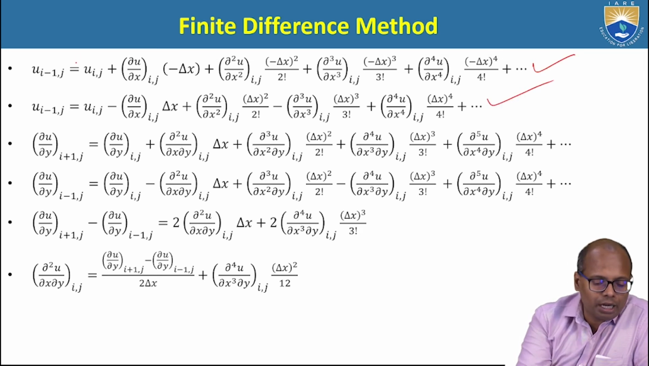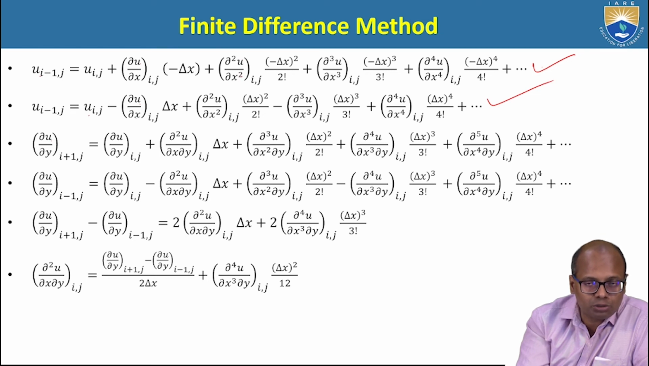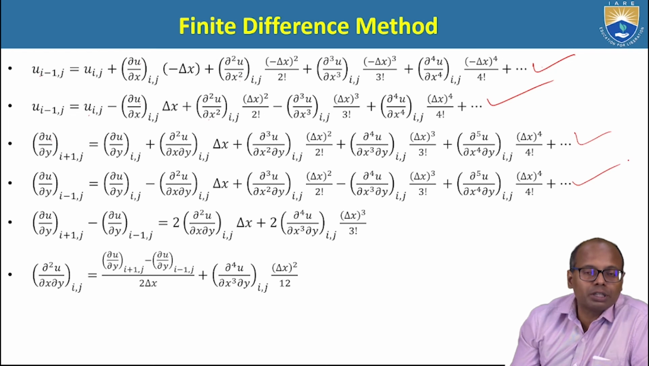What I am doing is differentiating these two equations with respect to y. If I differentiate this with respect to y, it is dou u by dou y, and similarly for the other equation. Here also dou u by dou y, here dou square u by dou x dou y, and here dou cube u by dou x square dou y, like that we will get. So from that we are getting these two equations.